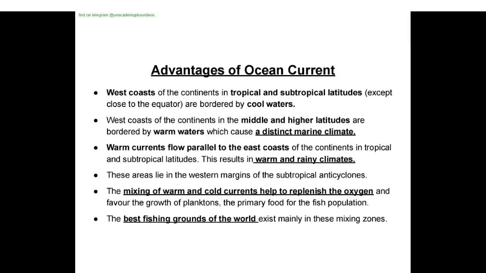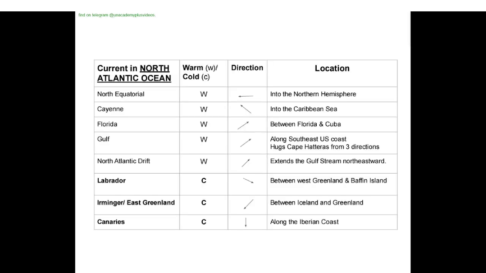Warm currents flow parallel to the east coast of the continents in tropical and subtropical latitudes. This results in warm and rainy climates. These areas lie in the western margins of the subtropical anticyclones. The mixing of warm and cold currents helps to replenish the oxygen and favors the growth of phytoplankton, the primary food for the fish population. The best fishing grounds of the world exist mainly in these mixing zones.